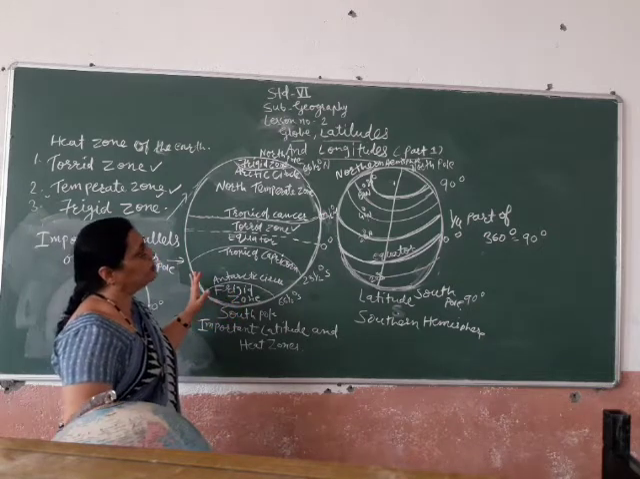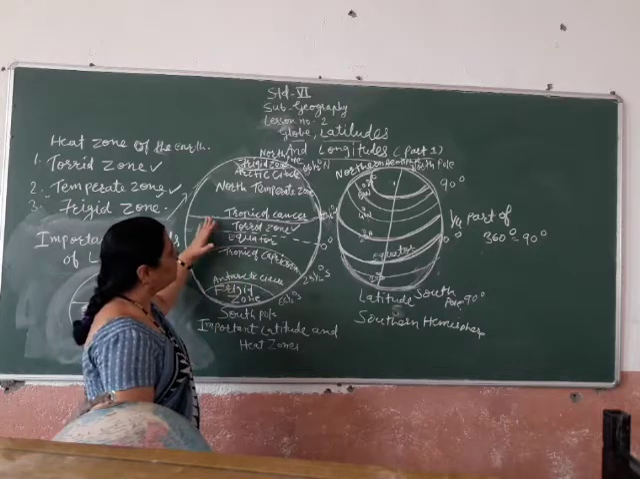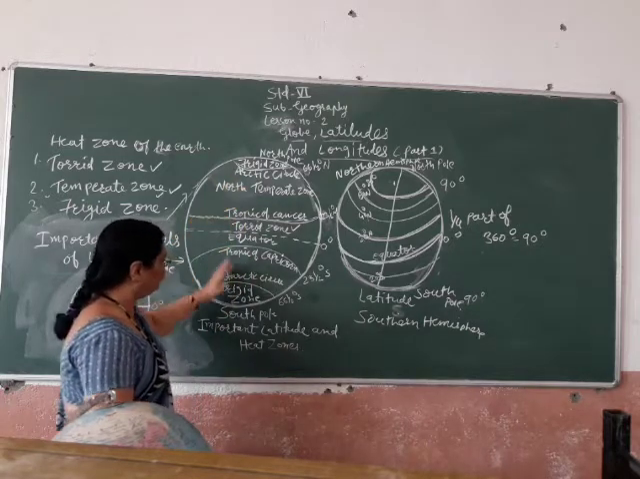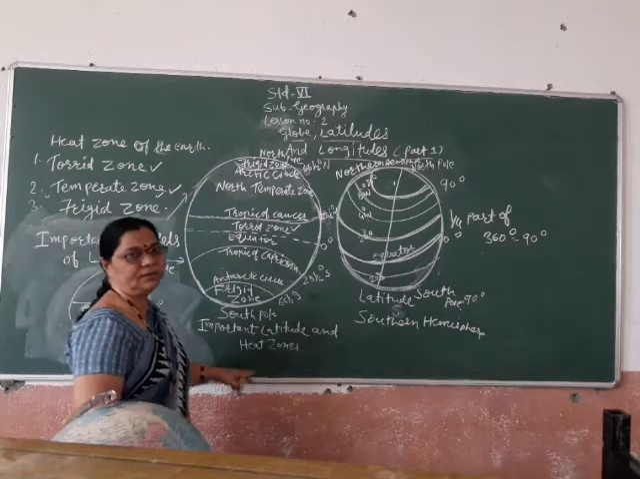Understood? And then you have to read the lesson and try to draw the diagram of these important latitudes and the heat zones. Understood? Thank you, my children.